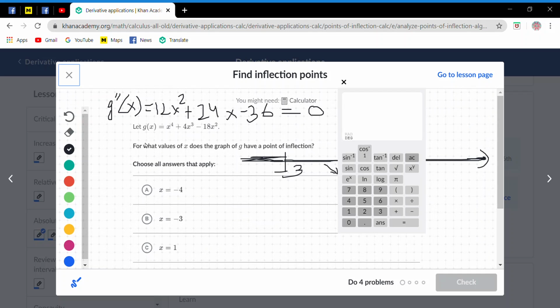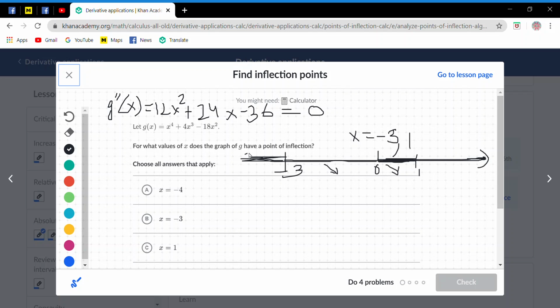Let's pick a value, let's say 10. So this becomes 12 times 100. This is equal to this plus 24 times 10, which equals 1440 minus 36, which equals 1404.